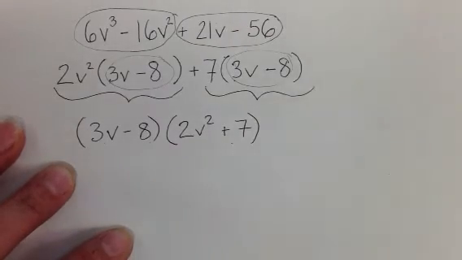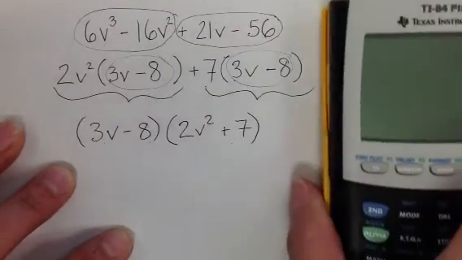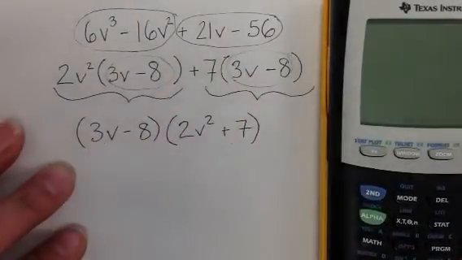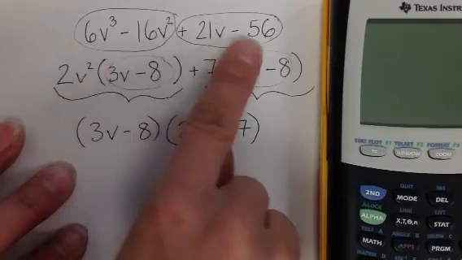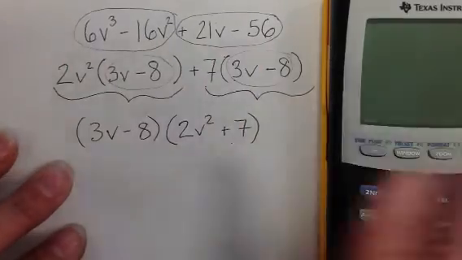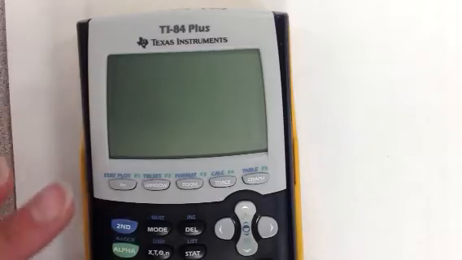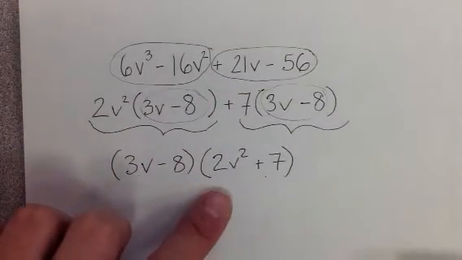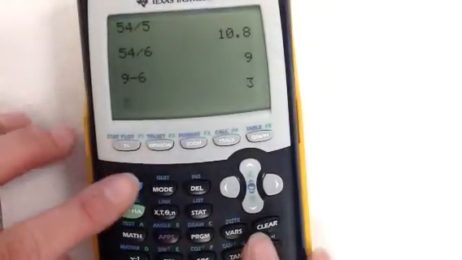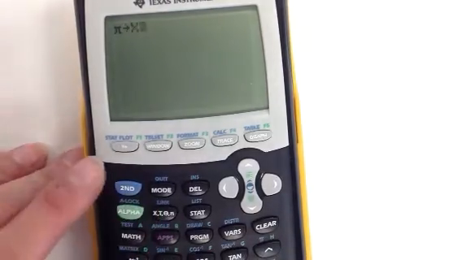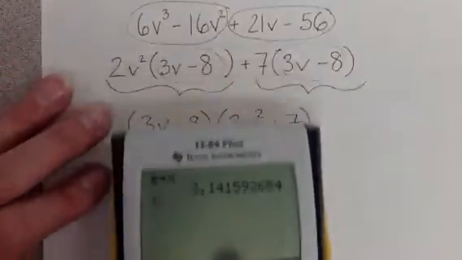Now, to check it, same way I check anything that I simplify. I'm going to store the original. I'm going to store a nasty number for my variable. I'll put the original one in. I'll put the last one in. Okay, so let's use pi. And actually, there's only one variable in all of this. It's v, but I'm going to make it x to make it easier on the calculator. So pi, let's clear all this stuff out of here. Pi store into x.